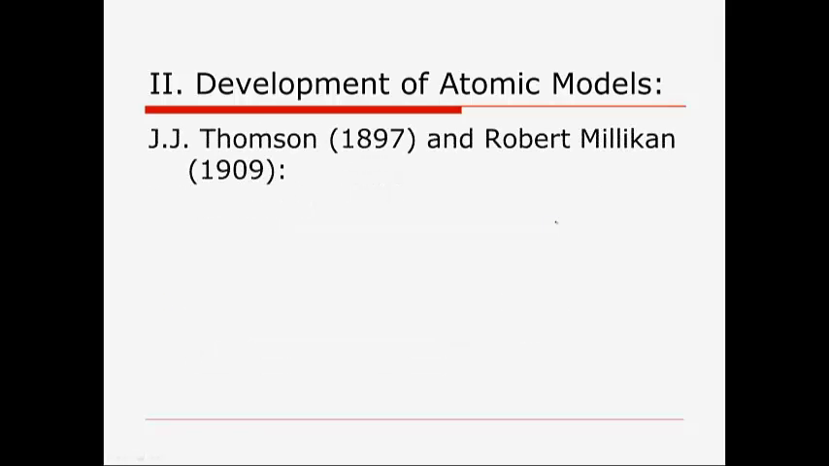Okay, so how did those postulates of Dalton's model get disproved? Well, people had to go and discover some things. So in 1897, a guy named J.J. Thomson and also Robert Millikan in 1909, their work helped to show that atoms were made up of smaller particles.